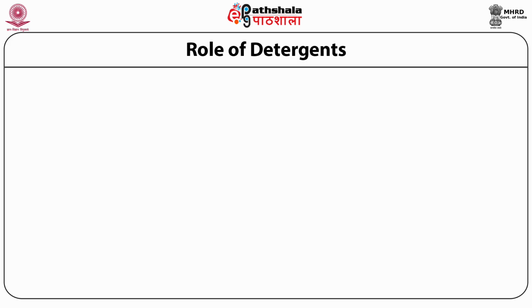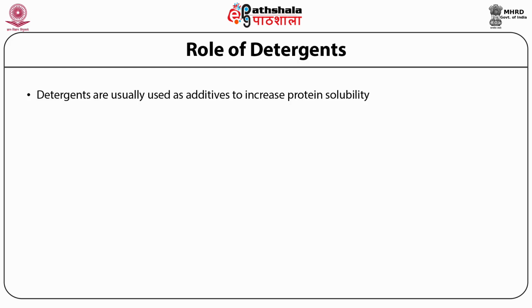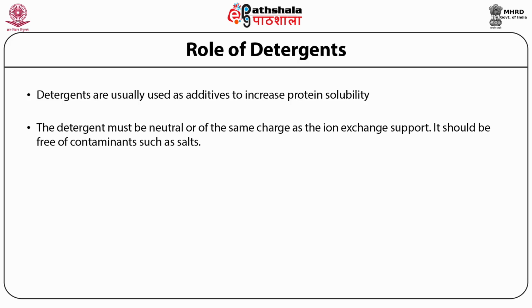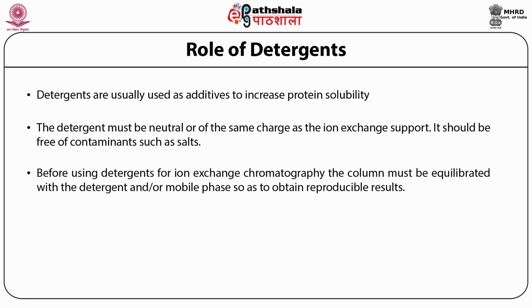Some detergents are also added as additives in the ion exchange chromatography technique. Detergents are usually added so as to increase protein solubility. The detergent must be neutral or of the same charge as the ion exchange support. It should be free of any contaminants such as salts. Before using detergents in ion exchange chromatography, it is necessary that the column be equilibrated with the detergent and/or mobile phase so as to obtain reproducible results.